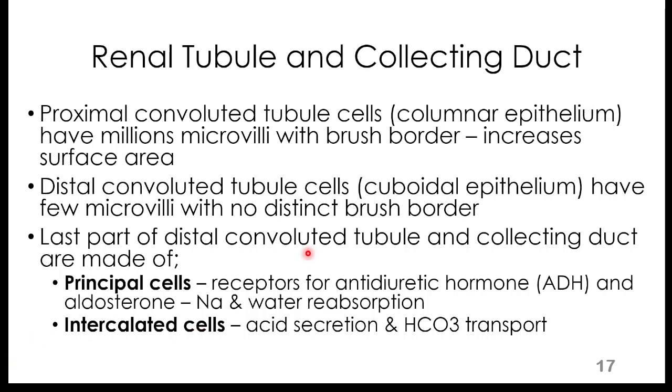Now, the distal convoluted tubule cells have cuboidal epithelium, but they have few microvilli with no distinct brush border. Finally, the distal convoluted tubule and collecting duct are made up of two populations of cells. We have the principal cells, which have receptors for antidiuretic hormone and aldosterone, and they are involved in sodium and water reabsorption. And we have the intercalated cells, which are involved in acid-base homeostasis within the kidneys.